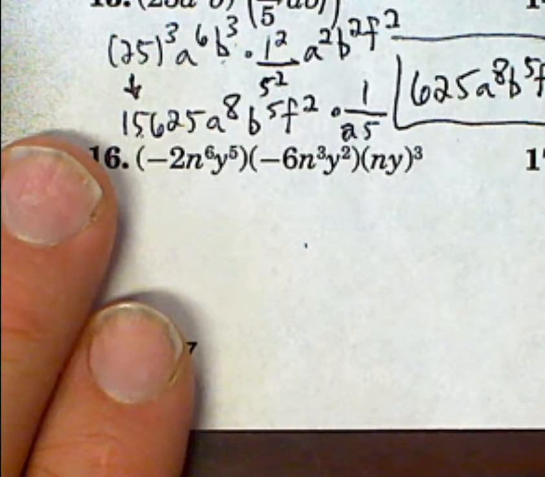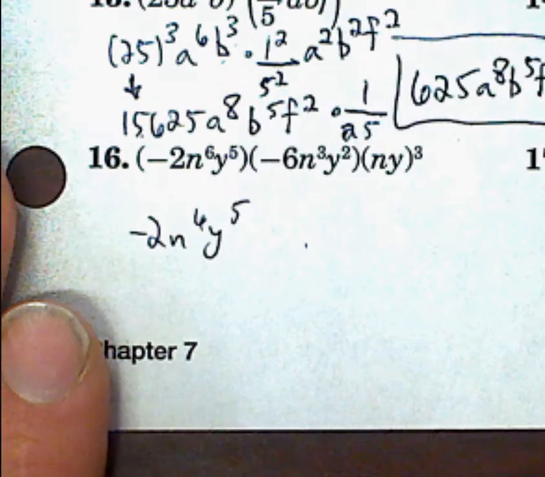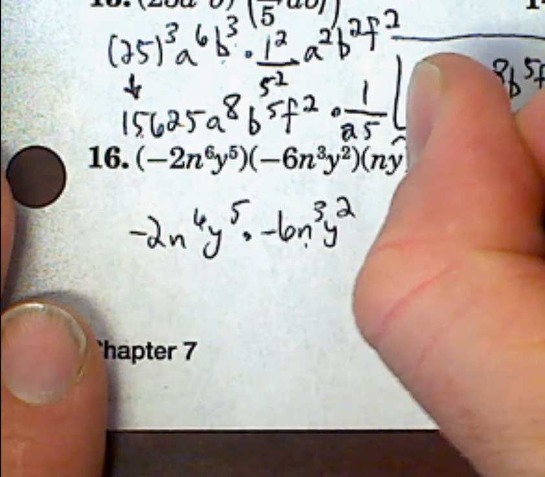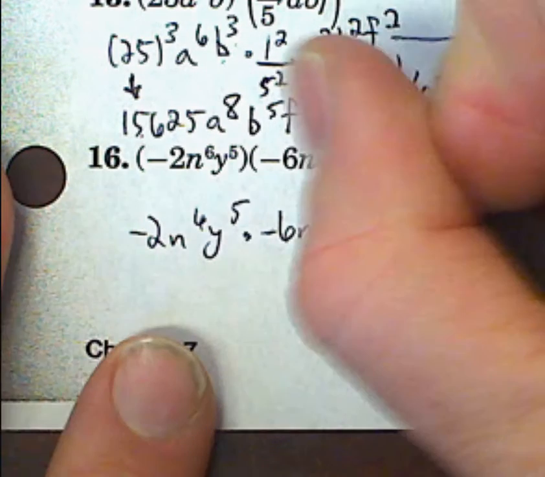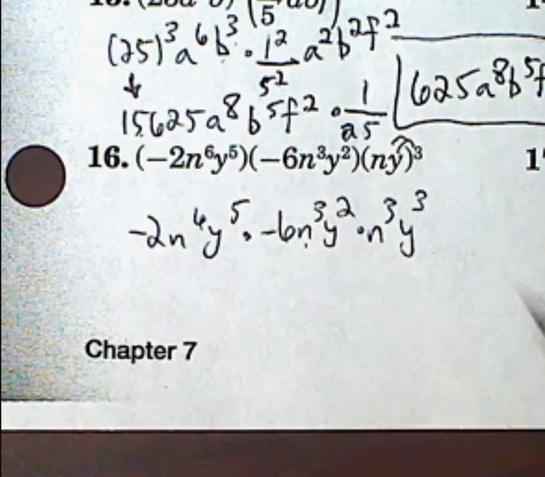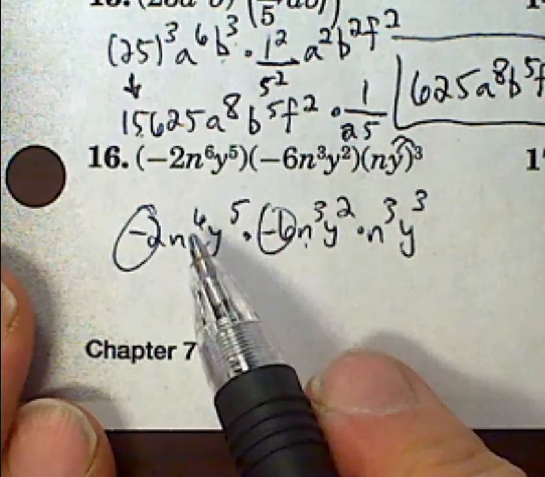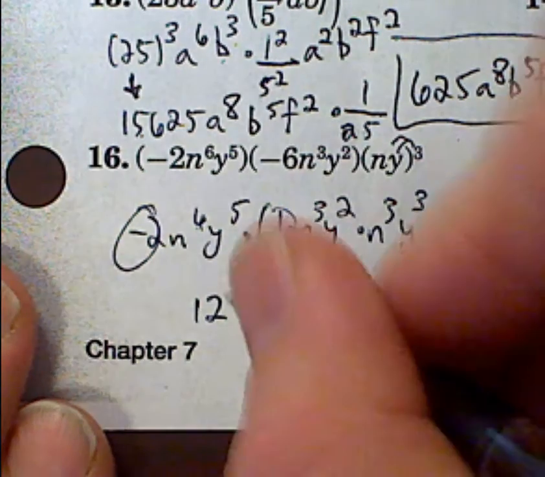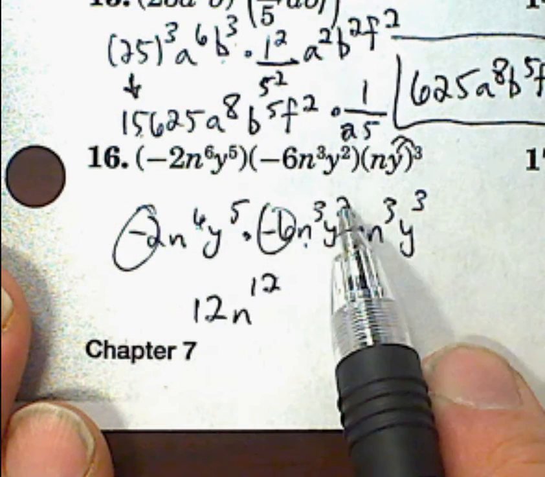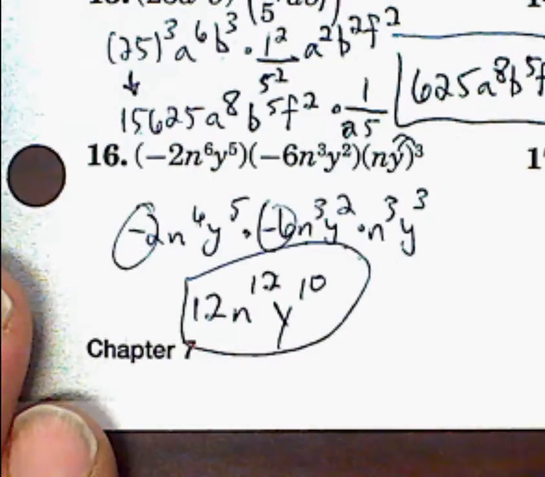Number 16. I bring all this down. I bring this down. And I distribute my 3. I have to distribute before I do anything else, always. Now I can go ahead and multiply my front numbers, -2 times -6, that's positive 12. In 6, in 3, in 3, that would be in 12. Y5, Y2 is 7, Y3 is 10, and I am done.